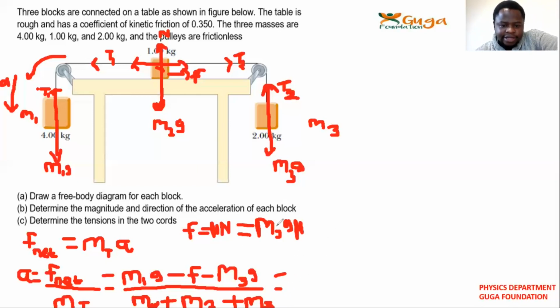So now we're going to substitute this value here. We're going to have M1 G minus the coefficient of friction, which is given from the above as 0.35. So you will have mu, which is the coefficient of friction, and then M2, because it's acting on block 2. Oh, sorry, M2.